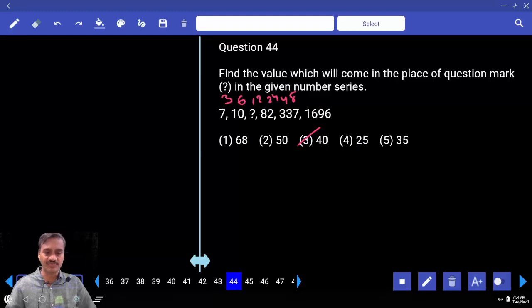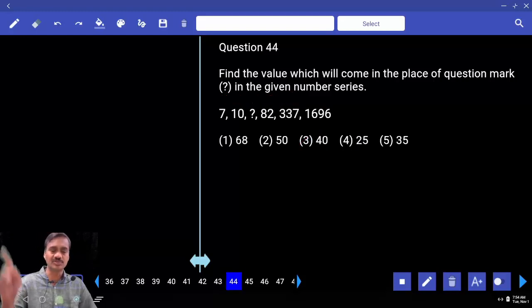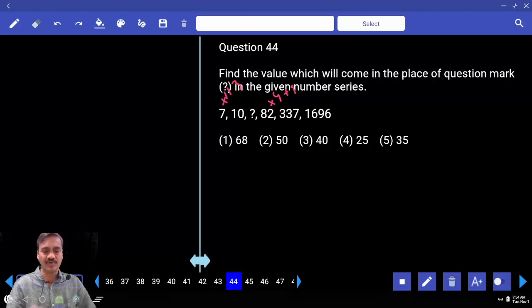Then coming to 44. Now in this 44, it starts with 7 and goes to 1600. Numbers are increasing at a very fast rate. Hence it must be a product or combination. Now into 1 plus 3, and 82 into 4, 320. Plus 8, 328. 328 plus 9. 3, 5, 7, 9, odd numbers. So here into 2 plus 5: 10 into 2, 20, plus 5, 25. Choice 4, question number 44.